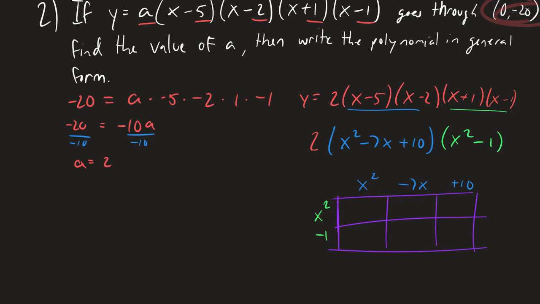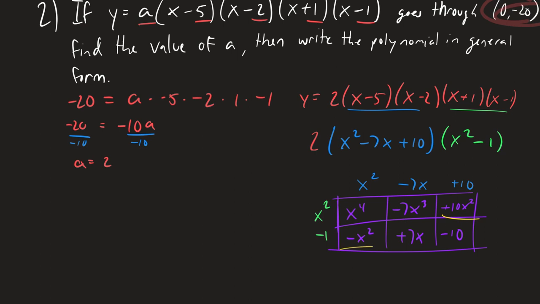So x squared times x squared is x to the 4th. x squared times negative 7x is negative 7x cubed. x squared times 10 is positive 10x squared. Negative 1 times x squared is negative x squared. Negative 1 times negative 7x is positive 7x. Negative 1 times 10 is negative 10. So, like terms, the only thing I got here is x squareds.